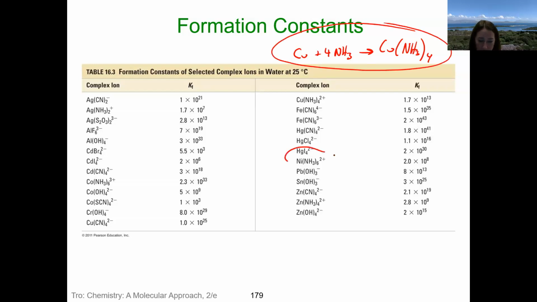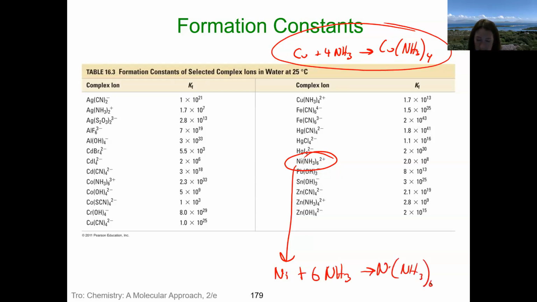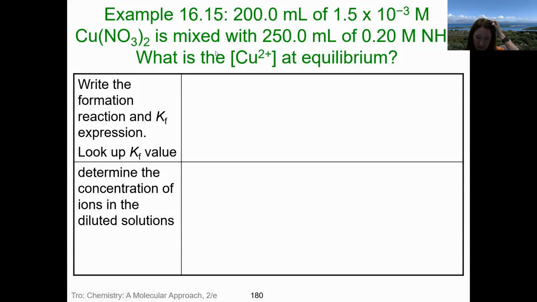But you can see some of them are kind of crazy, like this one. It's 6 ammonias. So this is Ni plus 6 NH3s makes Ni(NH3)6. I'm not putting the charges on there because it's easy, but look at the KFs. This one is going to be raised to 4. This one's going to be raised to 6. Yeah, they're kind of crazy.